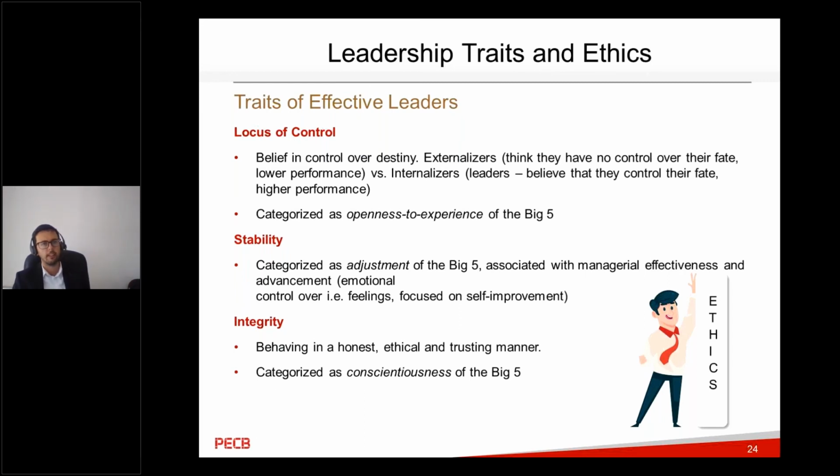When we talk about integrity, we mean, just as the word itself describes it, to behave in an honest, ethical, and trusting manner. So if a leader has integrity, he is surely trustworthy, and a trustworthy person will surely get a lot of followers. It also belongs to the conscientiousness category in the Big Five, obviously, because such persons tend to be direct and tend to face facts head on.